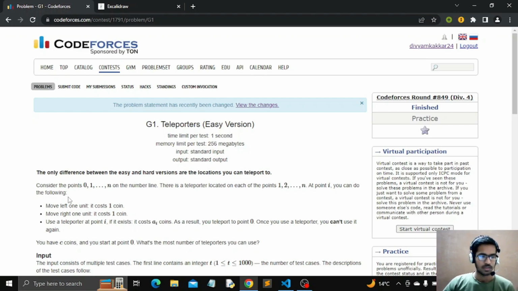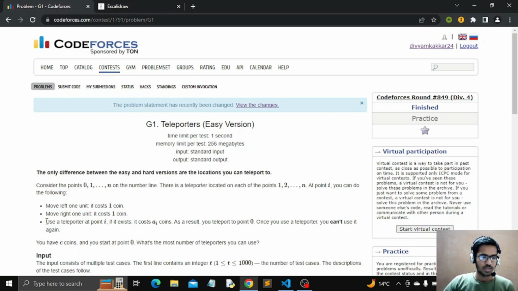We have to consider points from 0 to n on a number line. There is a teleporter on each of the points from 1 to n. At a particular point i, we can do any of these three things. We can either move towards the left direction by 1 unit and it will cost us 1 coin, or we can move towards the right direction 1 unit, which will also cost us 1 coin.